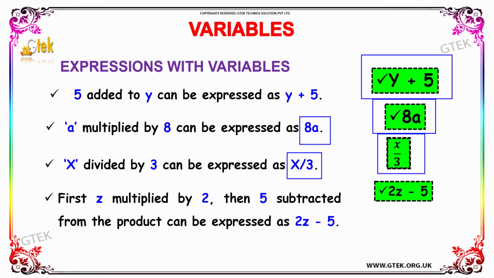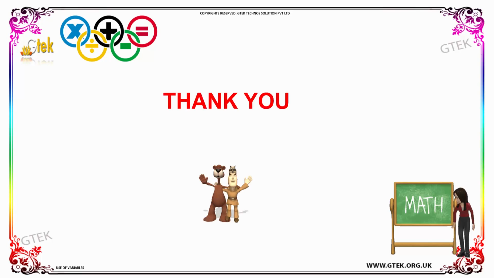First, z multiplied by 2 followed by 5 subtracted from the product. You need to note down this one. That can be expressed as 2z minus 5. So these are some of the examples of how to express the terms with the variables.